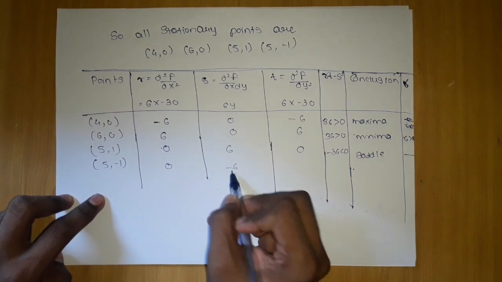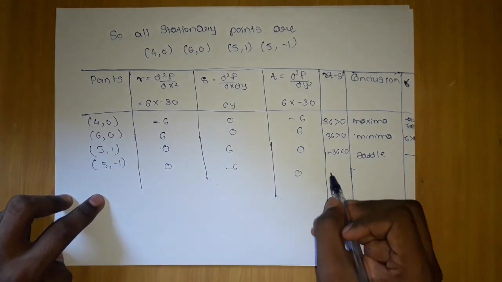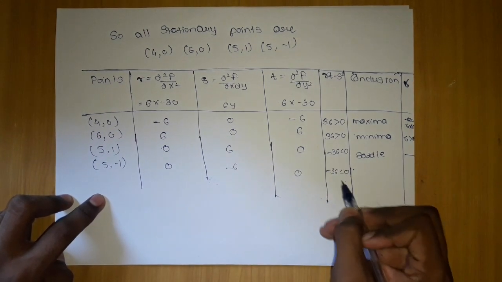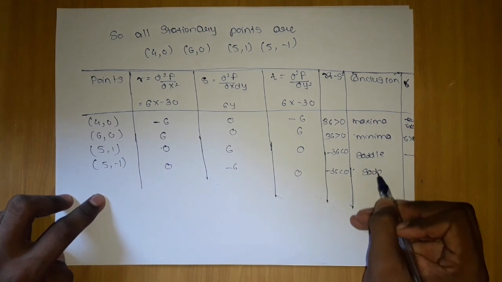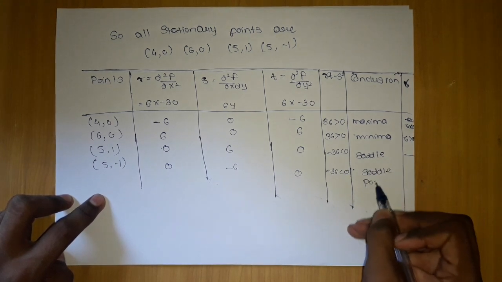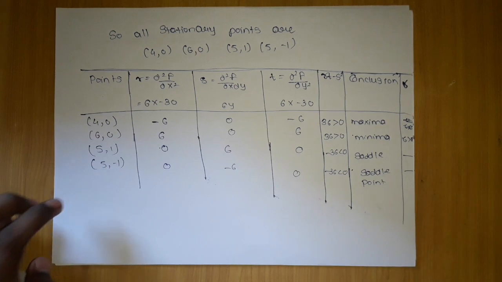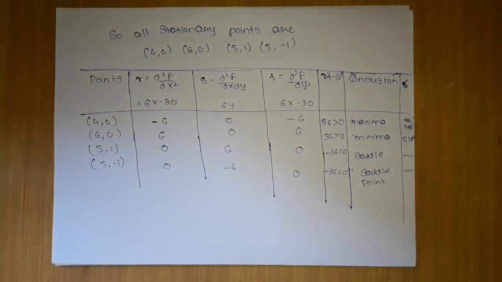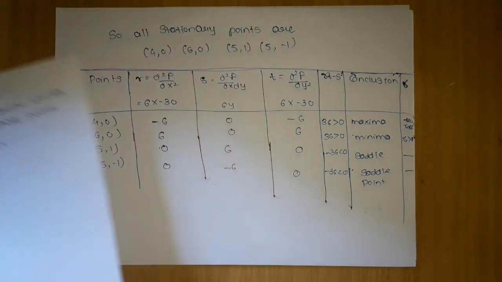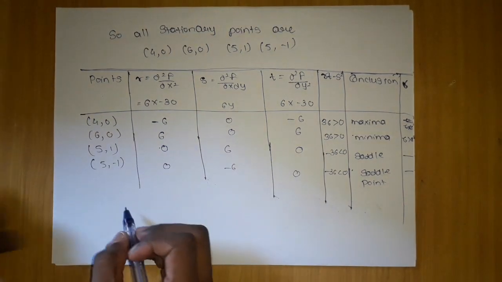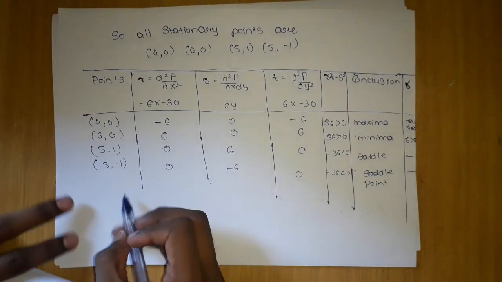Similarly 0, minus 6 and 0 appears here. And what we have, minus 36 less than 0, and here we will call it a saddle point. We are going to write a dash here, and we are done with the column which we need to make. After this, what do you have to write?